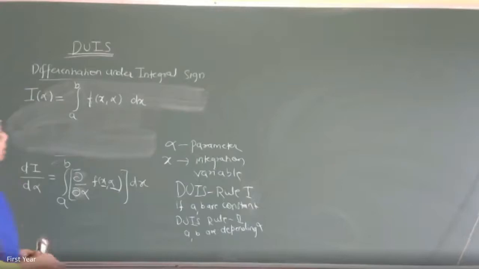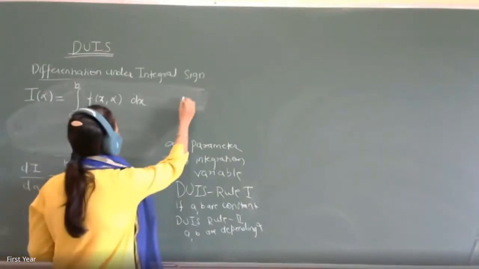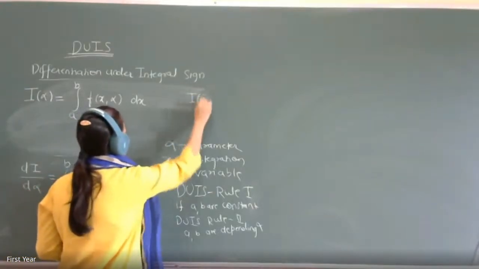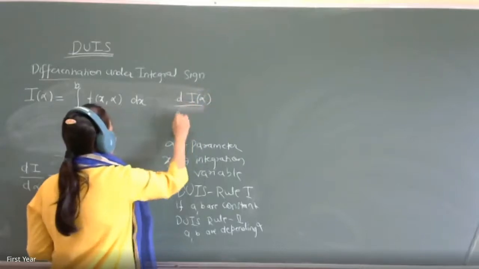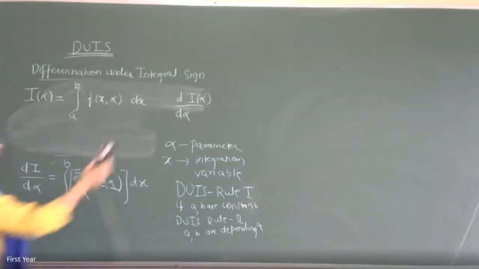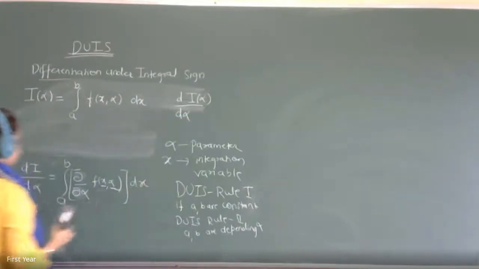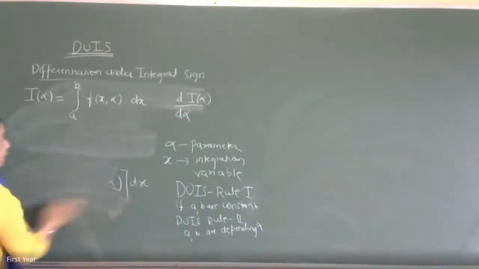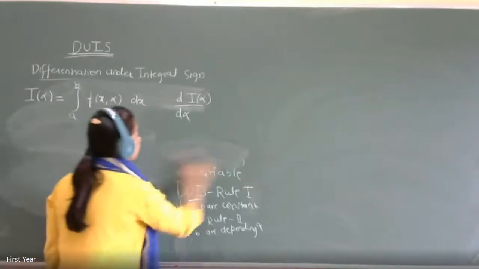We first differentiate I with respect to alpha. That is dI of alpha by d alpha. Is this okay? Why am I writing d here? There is only one variable, so no partial derivative. Okay? dI of alpha by d alpha.